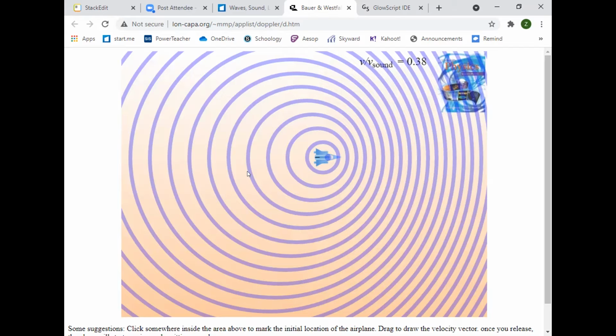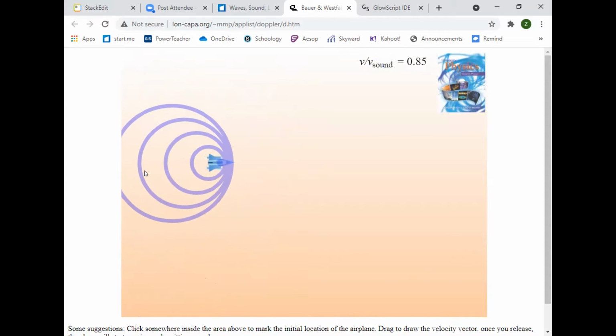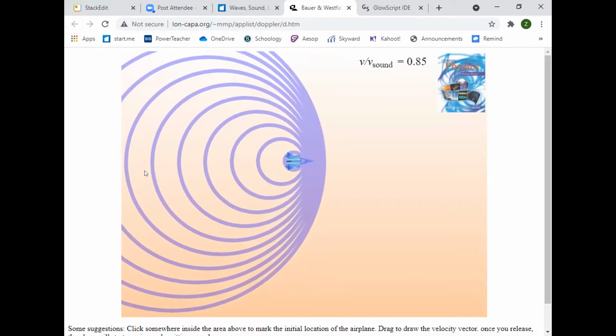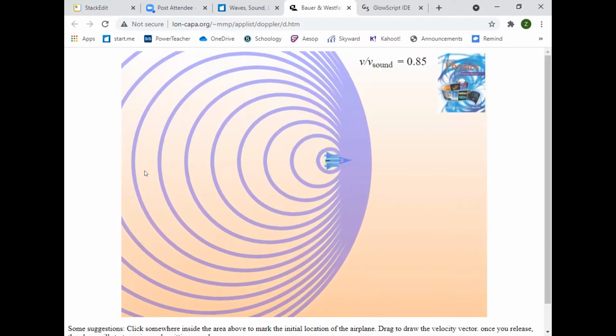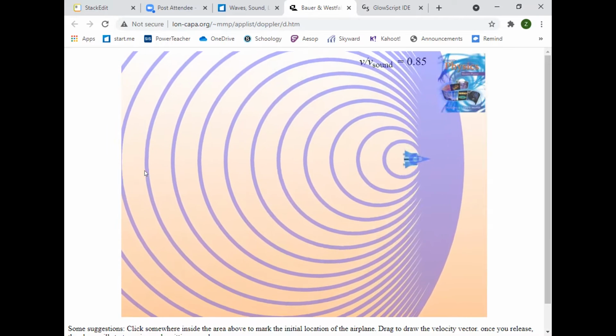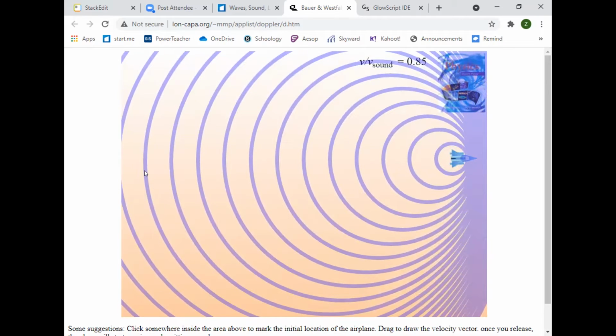Okay, so that's the next thing, right? So the question then becomes, what if I get going faster and faster? So here I'm going 85% of the speed of sound. So look what's happening here. Remember these compressions. This is an area where the air is literally compressed together. And if I start approaching the speed of sound, I get to a point where all these compressions are compressed close to each other.